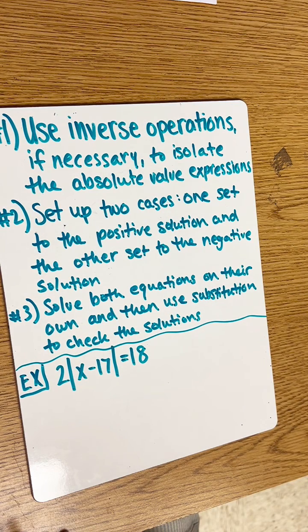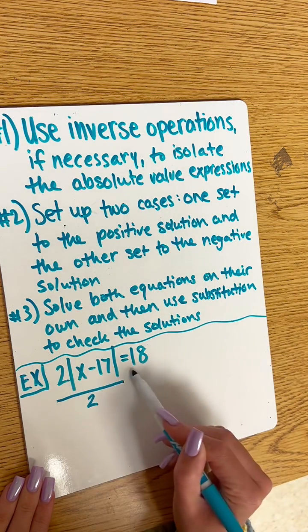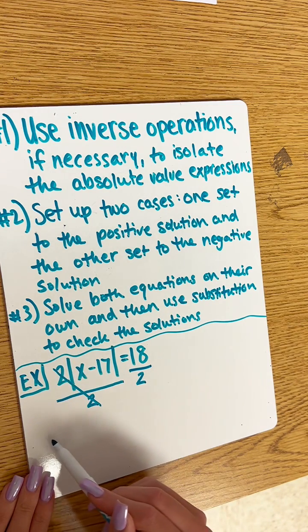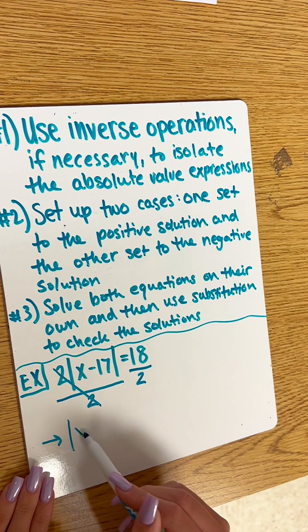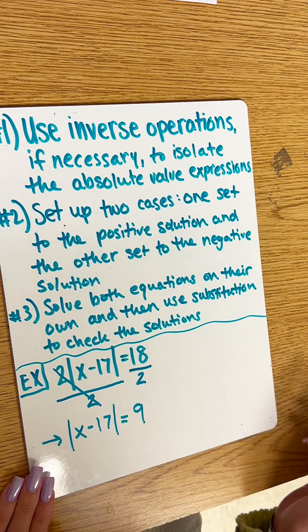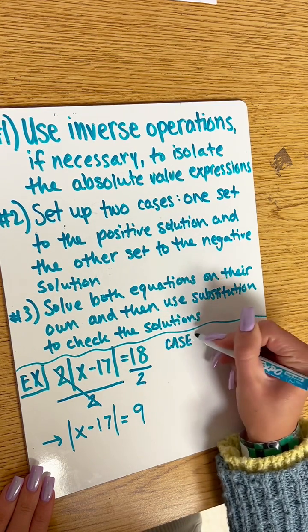If you look at the example that we have, I have 2 times the absolute value of x minus 17 equals 18. I need my absolute value expression alone on one side. Right now it's being multiplied by 2, so I'm going to cancel that out by dividing by 2, and what I do to one side of the equation, I have to do to the other. So I end up getting the absolute value of x minus 17 equals 9.